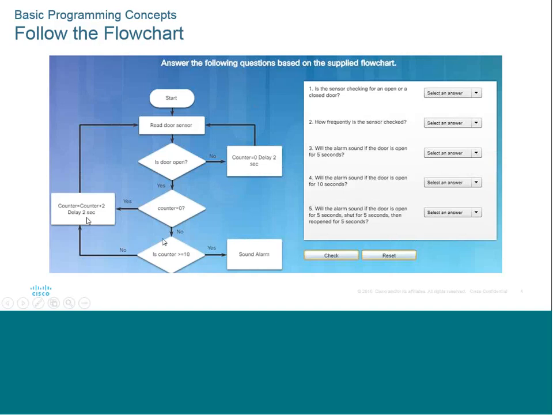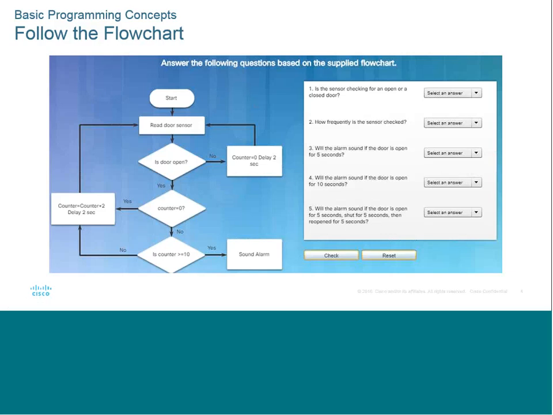And if this counter is not zero, then is counter greater than or equal to zero? If yes, then there is a sound alarm. If no, then again the same condition. You can see in these two cases, the counter is going backward towards read door sensor. Okay, so this is a flowchart for reading the sensor that is present on the door.